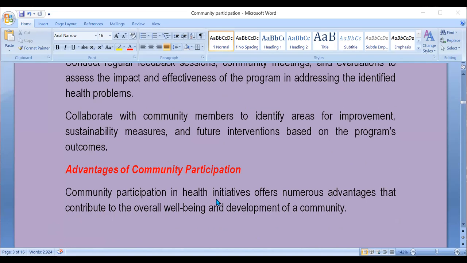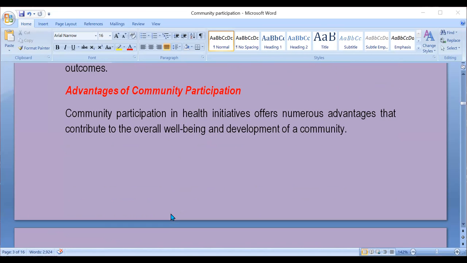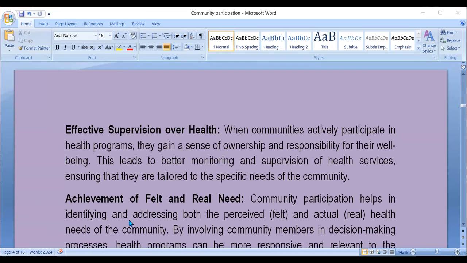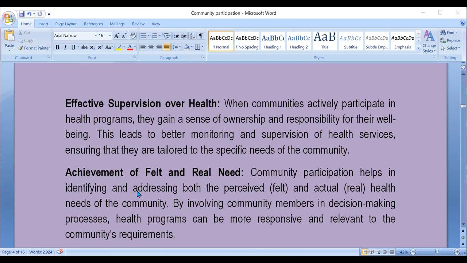Community participation in health initiatives offers numerous advantages that contribute to the overall well-being and development of a community. First, it ensures effective supervision over health. When community members actively participate in the health program, they gain a sense of ownership and responsibility for their well-being. This leads to better monitoring and supervision of health services, ensuring that they are tailored to the specific needs of the community. Let's still use that immunization.